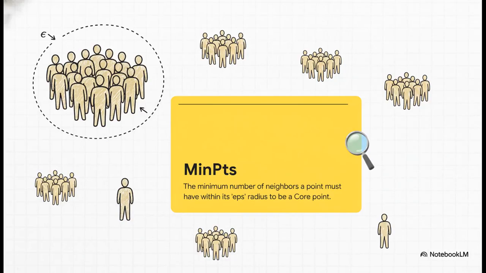The second instruction is min points. This basically sets the rule for what counts as crowded. So sticking with our party analogy, if min points is set to 5, you need to have at least 5 people inside your epsilon circle to be considered part of a dense group. It's kind of like the minimum number of friends you need to be popular.